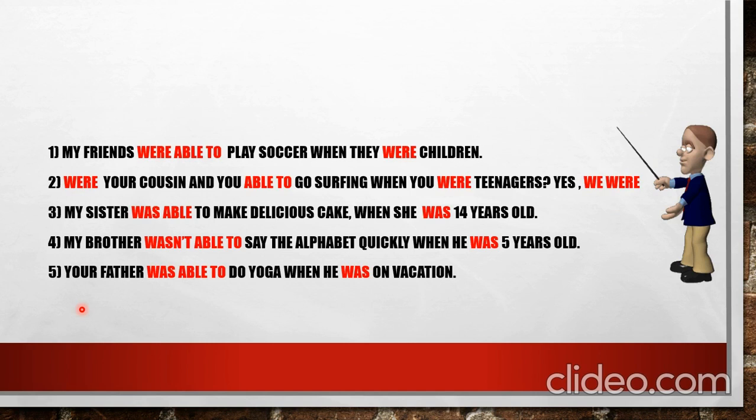Here we have the answers. My friends were able to play soccer when they were children. Were your cousin and you able to go surfing when you were teenagers? Yes, we were. My sister was able to make delicious cake when she was 14 years old. My brother wasn't able to say the alphabet quickly when he was 5 years old, and your father was able to do yoga when he was on vacation.